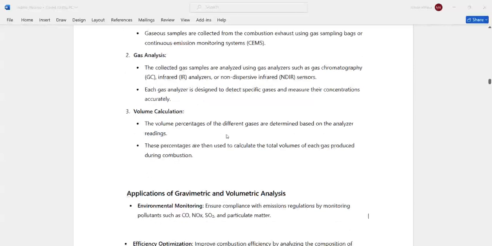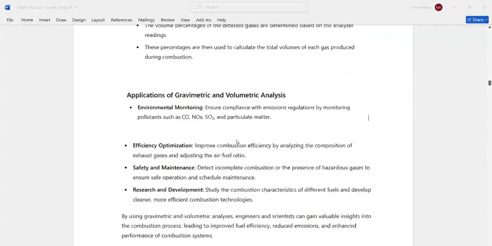Then the volume calculation, you would now do the volume percentages of the different gases. You determine them based on the analyzer readings. Then these percentages are used to calculate the total volume of each gas produced during combustion. So where do we apply the gravimetric and volumetric analysis?